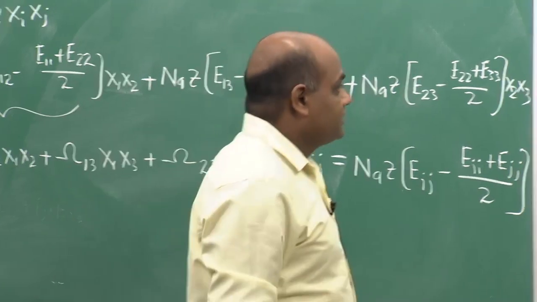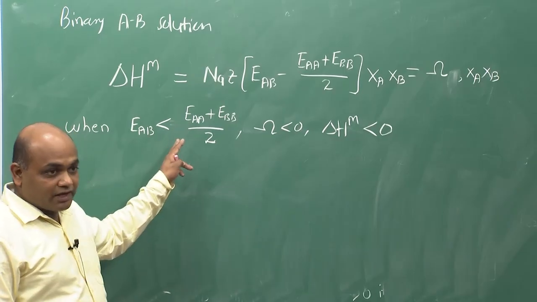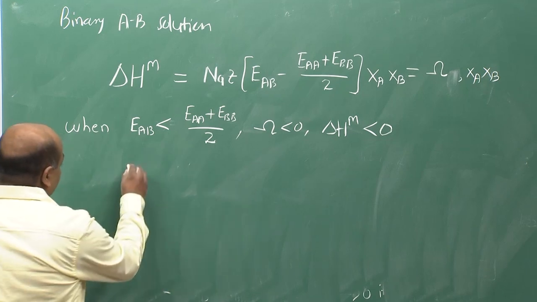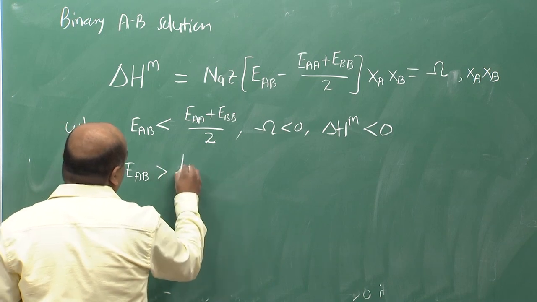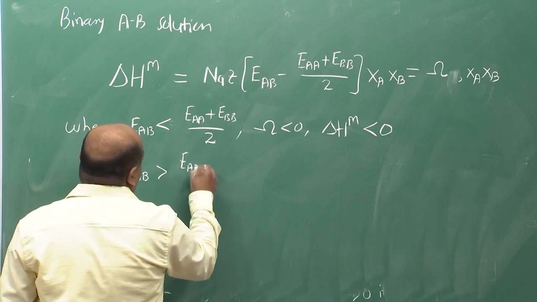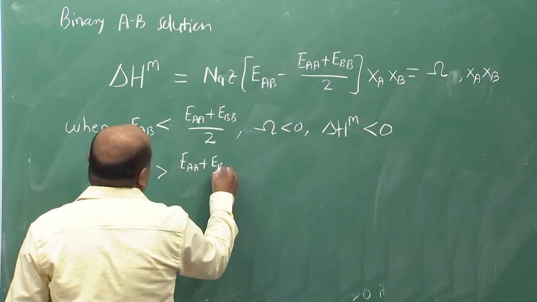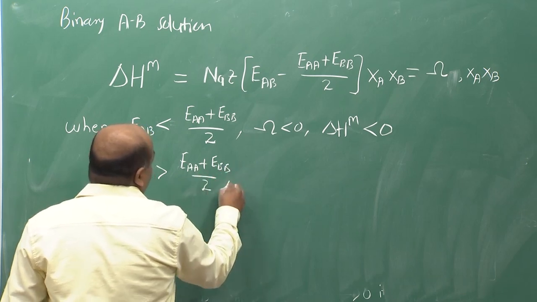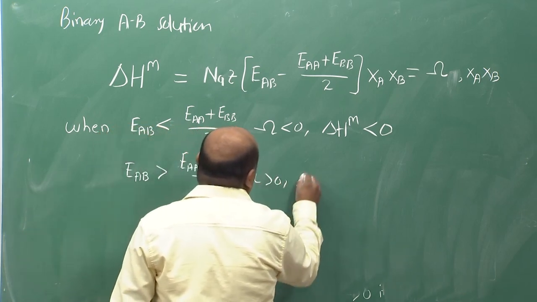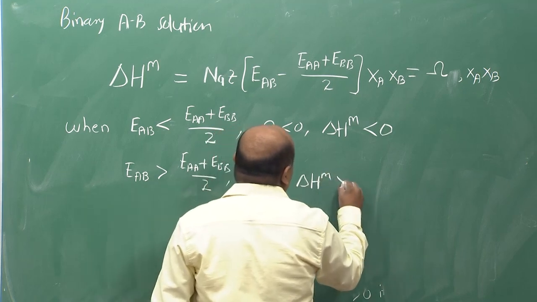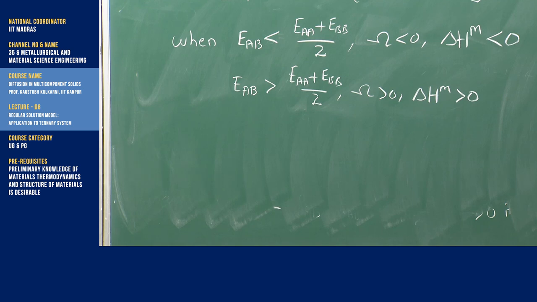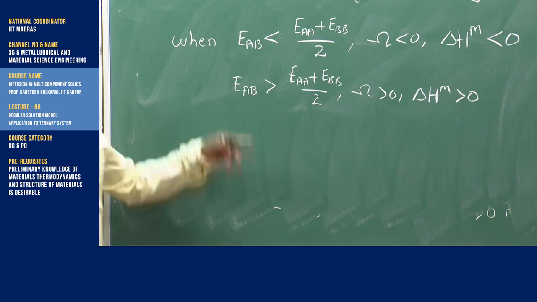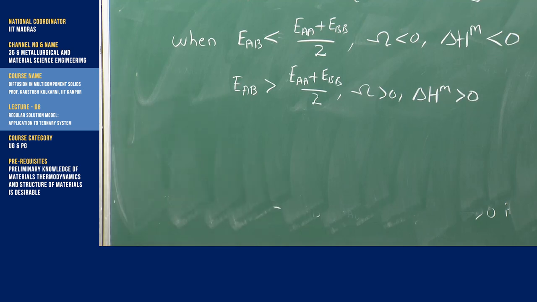Similarly, if AB bonds are weaker than AA or BB, which means in this case EAB is greater than the average of the AA and BB bond energies, then omega is greater than 0 and delta H mixing is greater than 0, which means heat will be absorbed during the process of mixing. Physically, this is obvious, you can see it.